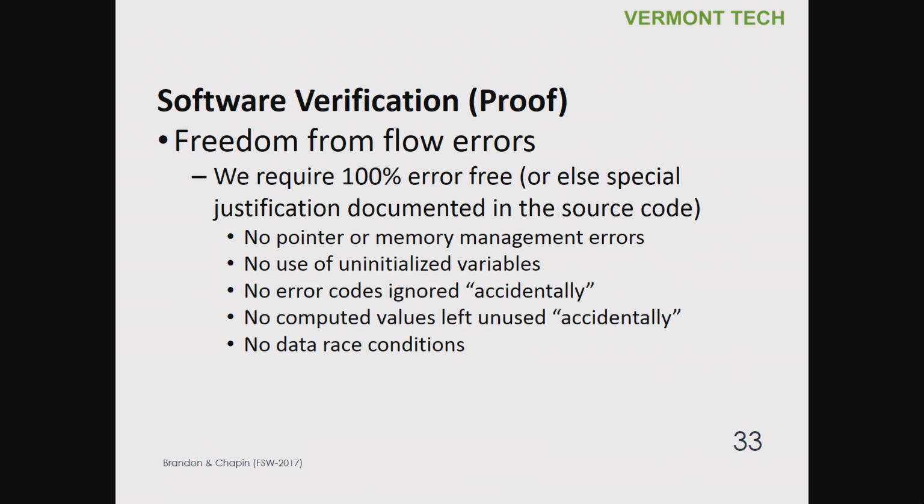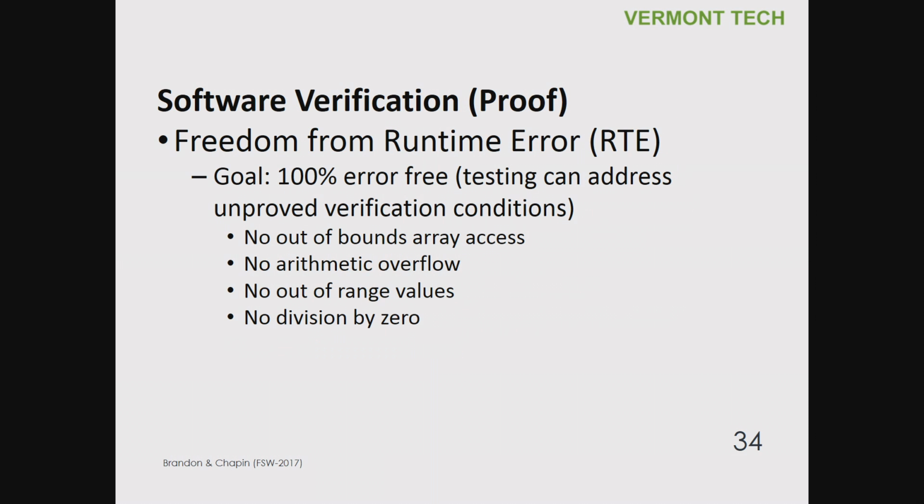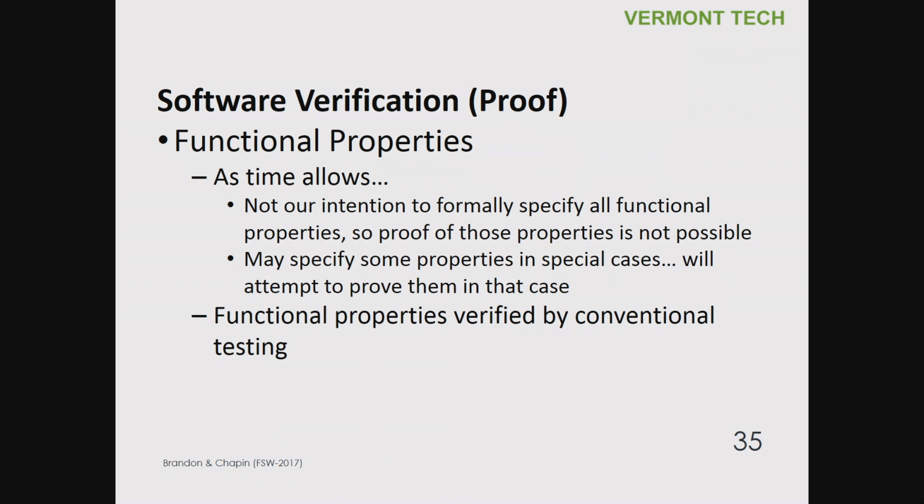As far as what we're trying to do, as I mentioned, our verification goal is to prove freedom from flow errors and also freedom from runtime errors, so that those things I mentioned before will not occur. No out-of-bounds array access, no arithmetic overflow, no out-of-range values, no division by zero, and so forth. No null dereferences because there aren't any pointers. So that's how that works.